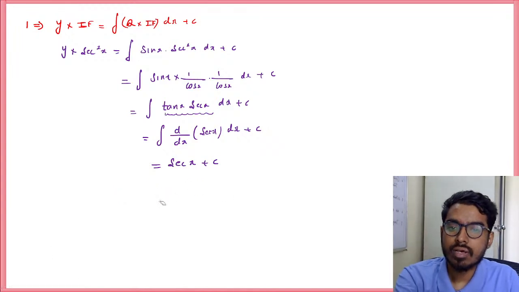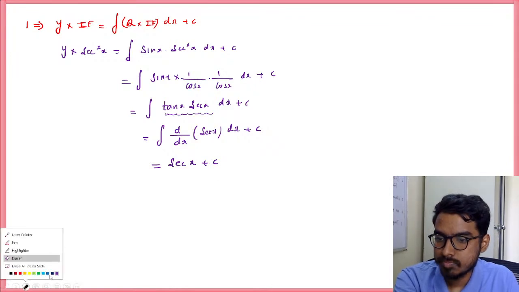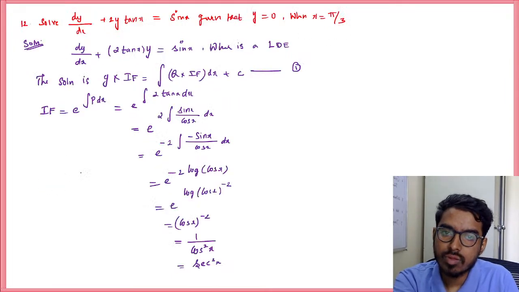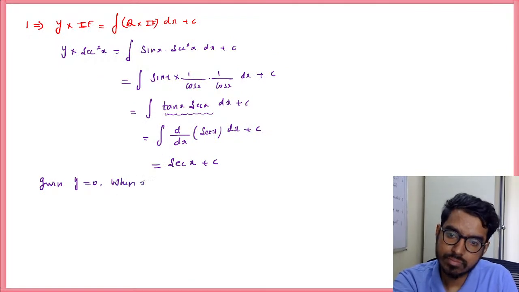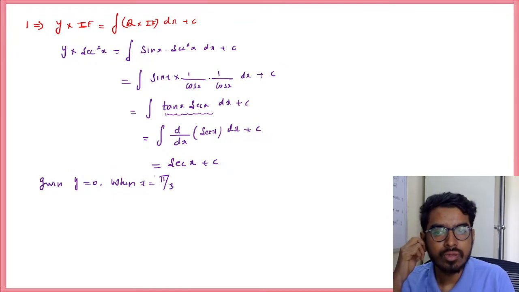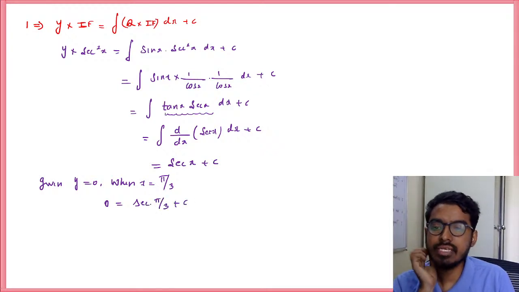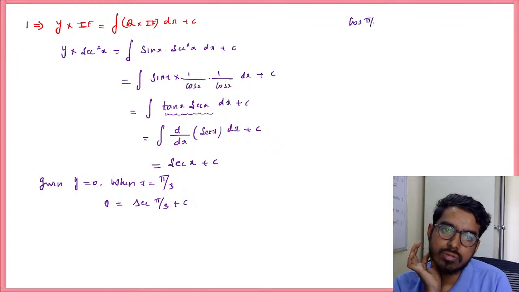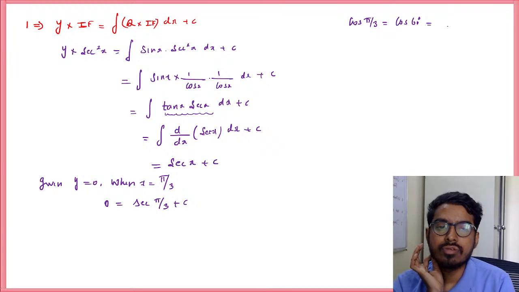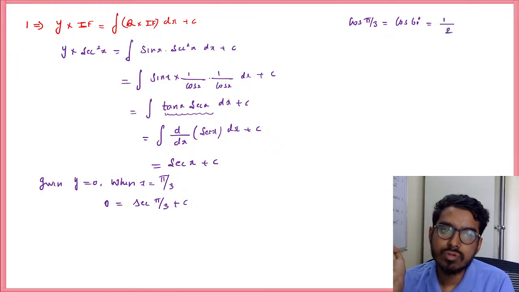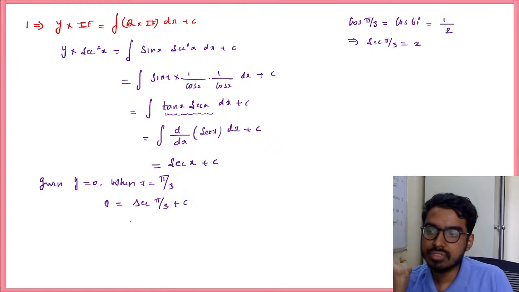So it is given that y is 0 when x is pi by 3. So this will be 0 is equal to secant pi by 3 plus c. So what is cos pi by 3? Cos pi by 3 is cos 60. So cos 60 is 1 by 2, right? So this implies your secant pi by 3 will be 2, because it is reciprocal, right? So that means c will be equal to minus 2.